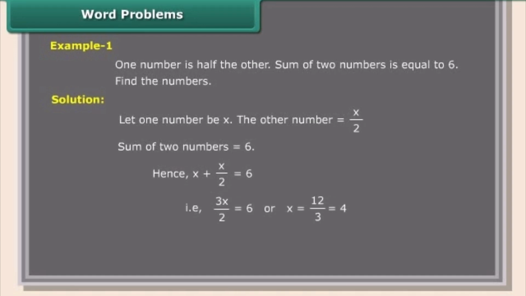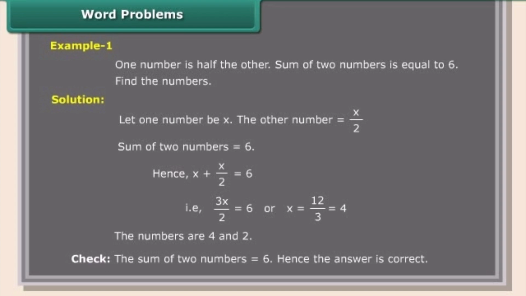Hence, x plus x upon 2 is equal to 6. That is, 3x upon 2 is equal to 6, or x is equal to 12 upon 3, which is equal to 4. The numbers are 4 and 2. Check. The sum of the two numbers is equal to 6. Hence, the answer is correct.